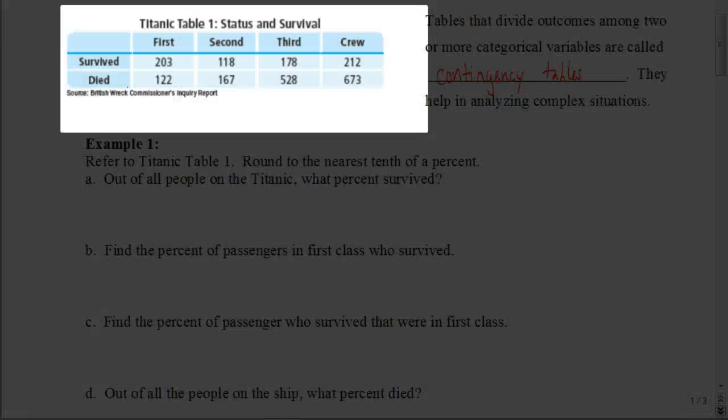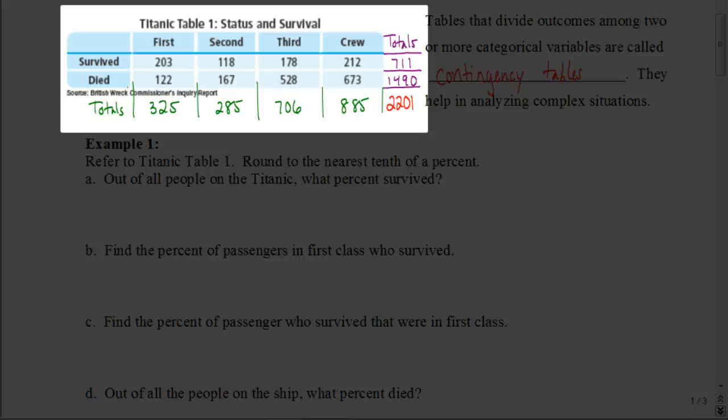Okay, the first thing we're going to do with this table is come up with some totals, because just having this information is great, but they're going to be asking us questions like this first one: out of all the people on the Titanic, what percent survived? In order to figure that out, we need to know some totals. So let's tabulate each column and each row, and when you do that, you get these numbers.